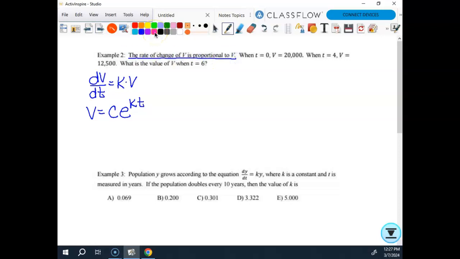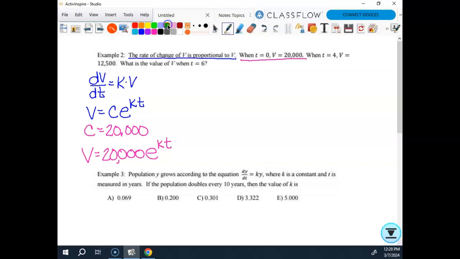All right, so I got all that just from this first sentence. Then they tell us when t equals 0, v equals 20,000. What does that give us? C. That tells us that c is equal to 20,000 because that is our initial y value, or our initial v value in this case. So that means now we have v equals 20,000 times e to the kt.